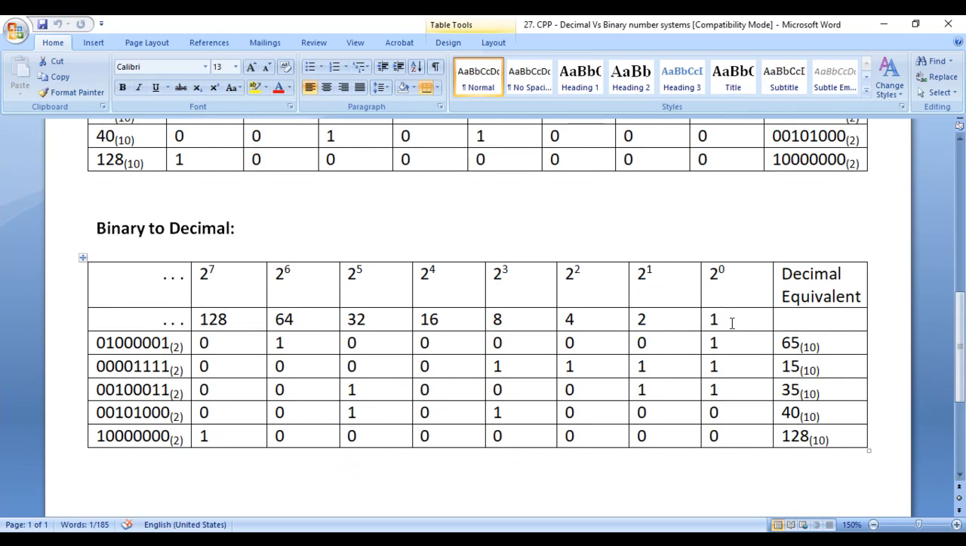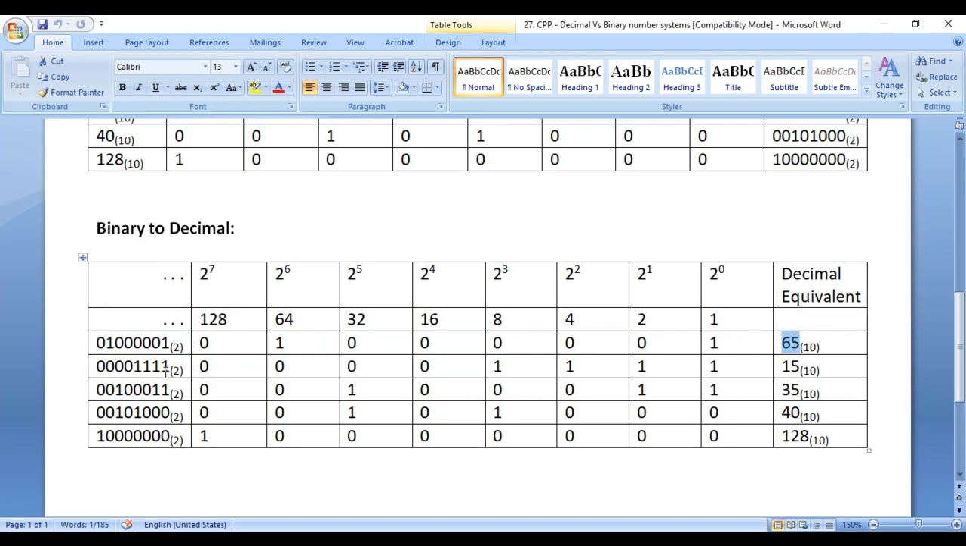Again we write same 2 to the power series 1, 2, 4, 8, 16, 32, 64, 128. And here we have example binary numbers. What we do? We just write these numbers from right to left. So 1 is written, then we have 5 zeros, so 0, 0, 0, 0, 0, and then 1 and then 0. We find the numbers above 1 and add them. So above 1 we have 64, above this one we have 1. So 64 plus 1 is 65 guys. So this sequence of zeros and ones indicates 65.